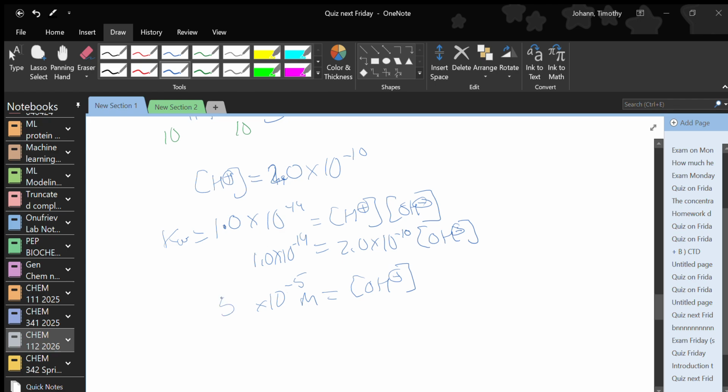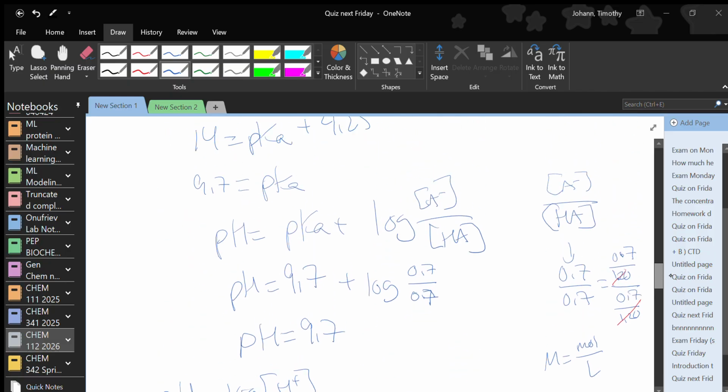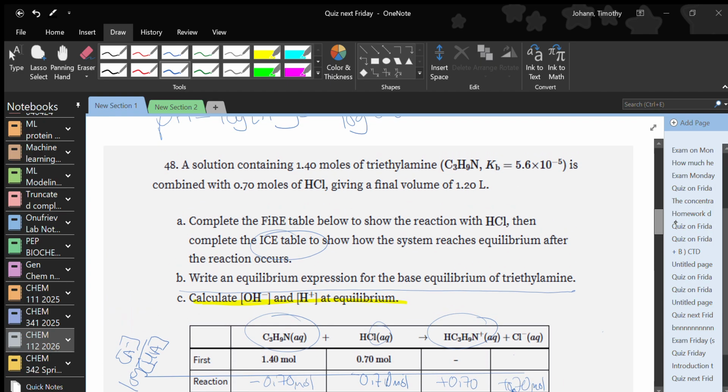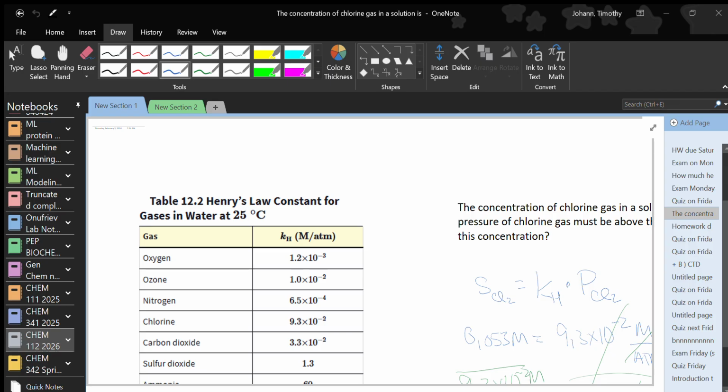But with the 9.7, when you're doing that, should it be 9.75? Only because it gives you a different answer when you put it up to 10 to the negative 9.75 versus negative 9.7. So I'm trying to remember where I got the 9 point. It's 14 minus 4.2. We had 2 sig figs there.